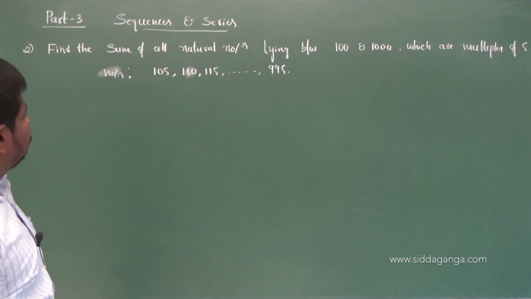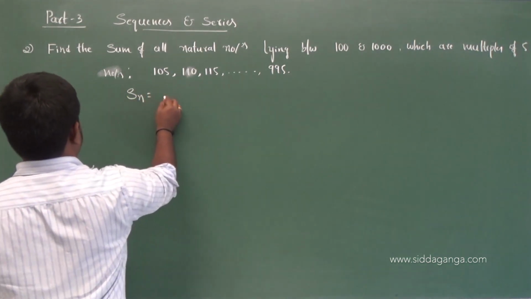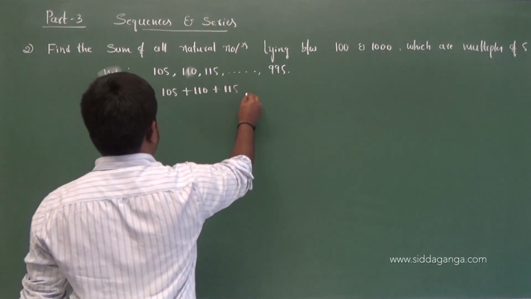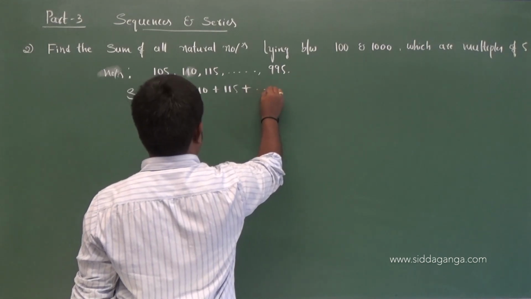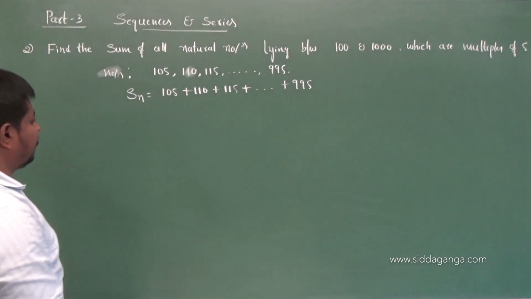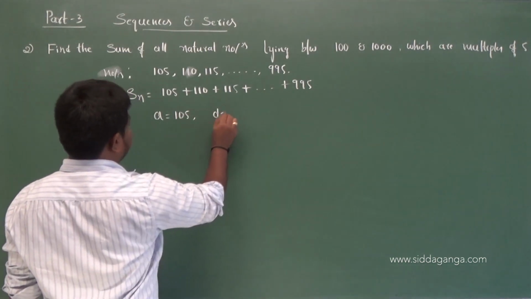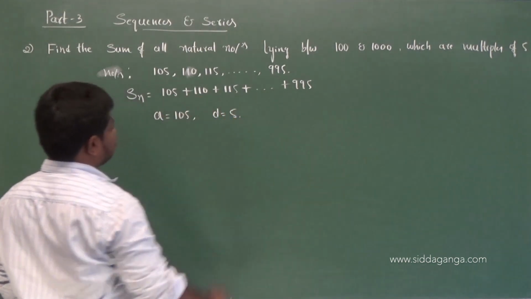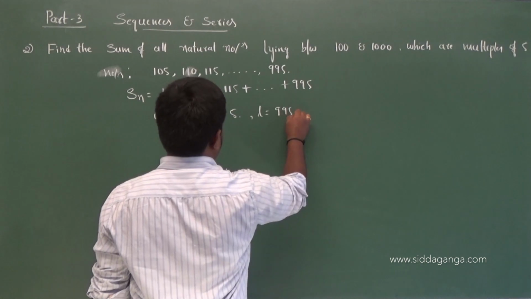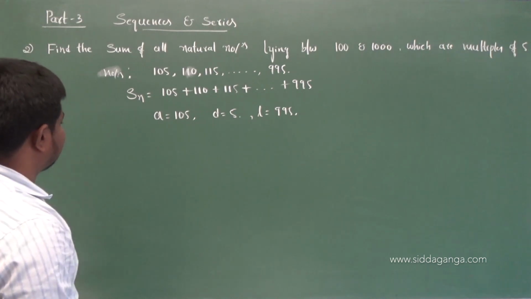Now, you have to find the sum of all these natural numbers, that is Sn is equal to 105 plus 110 plus 115 and so on plus 995. It is very simple, students. We have A, the first term, is 105, and D, the difference between terms, is 5. Also we have the last term, that is L, is 995. But you have to find N also, so let me find N first.